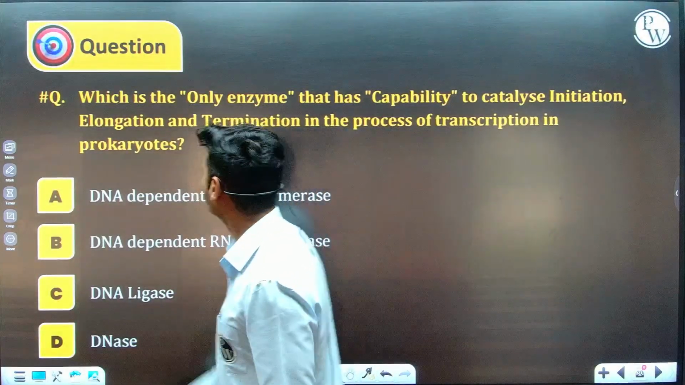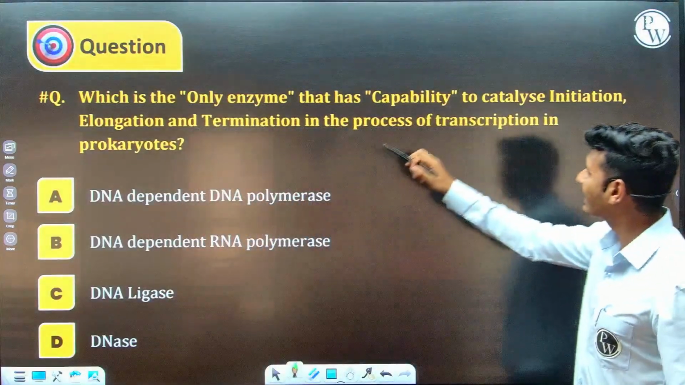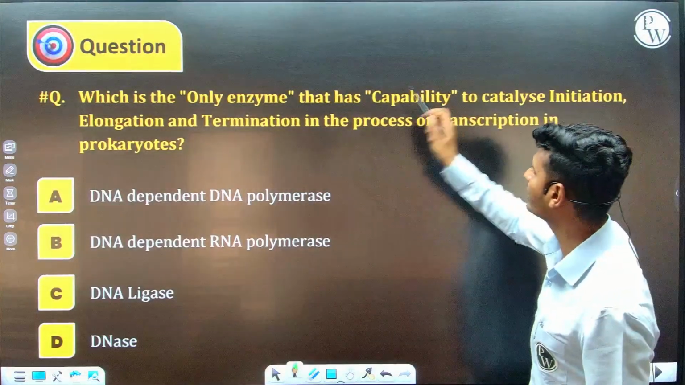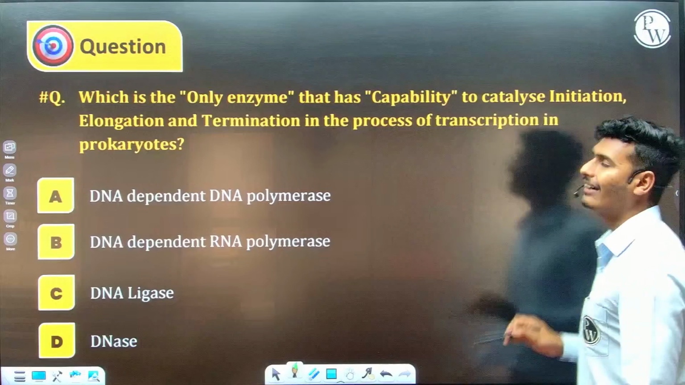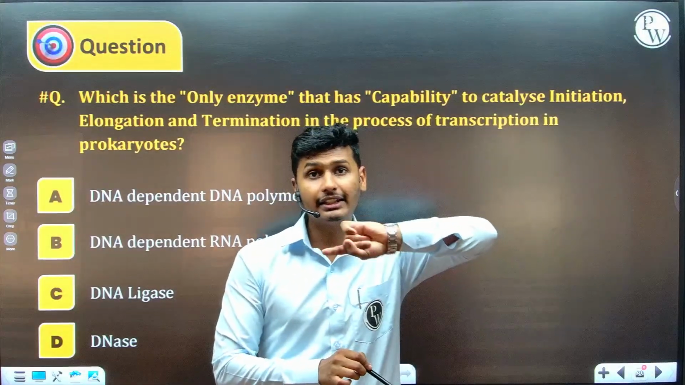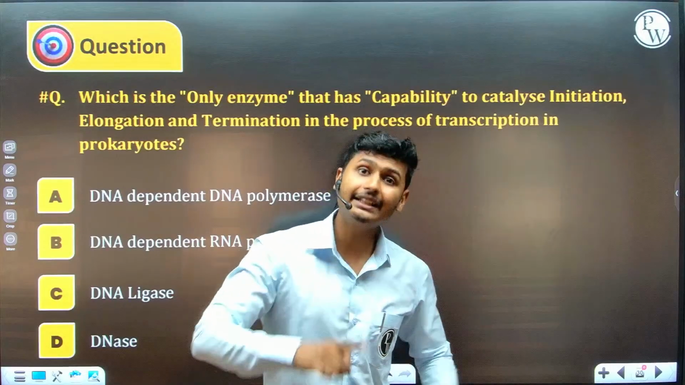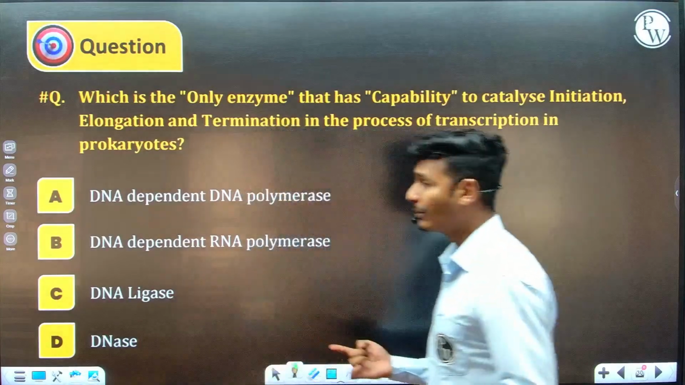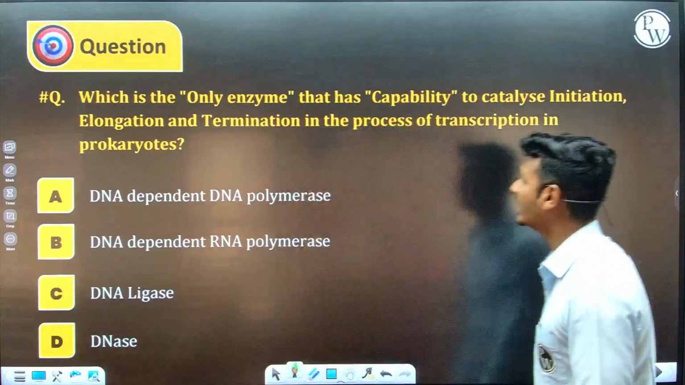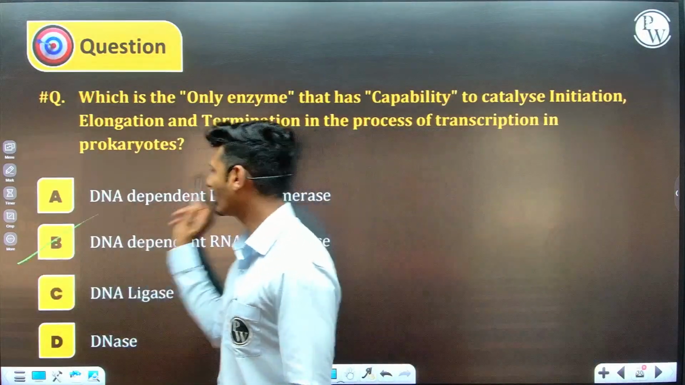Now the next question: which is the only enzyme that has the capability to catalyze initiation, elongation and termination in the process of transcription? Transcription is DNA to RNA, so we need RNA polymerase. Which RNA polymerase? DNA to RNA, so DNA-dependent RNA polymerase. Any option with DNA-dependent RNA polymerase? Option B.